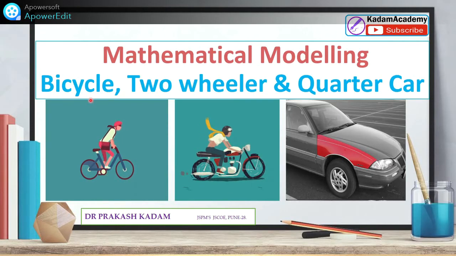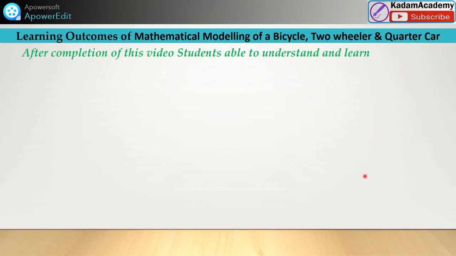And here, this is the bicycle. This is a two-wheeler, that is a motorbike. And this is a car, just a quarter car. We will see how to convert these actual models into physical systems and then into mathematical models. And what will you learn after watching this video for the bicycle, two-wheeler and quarter car?